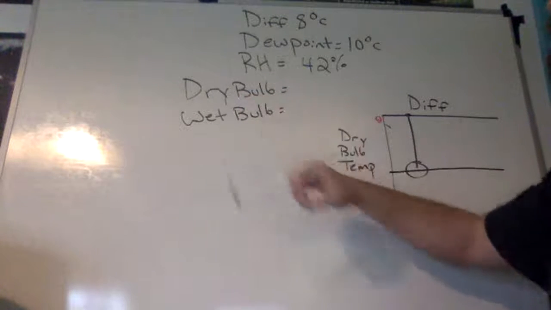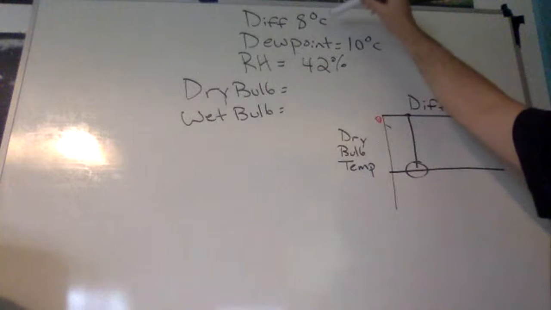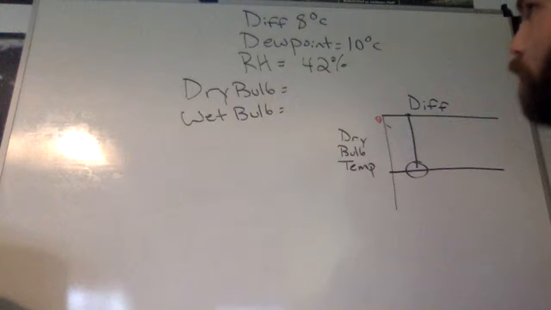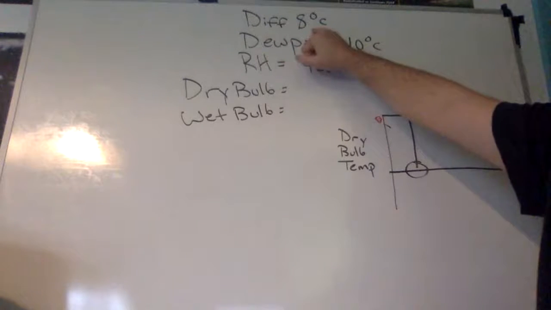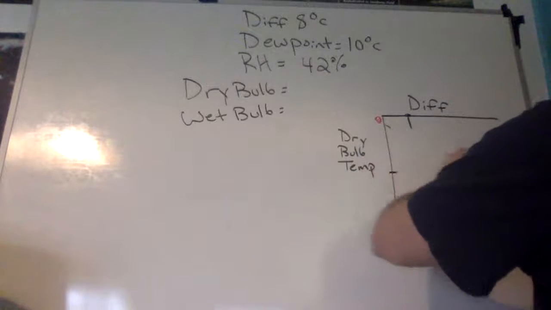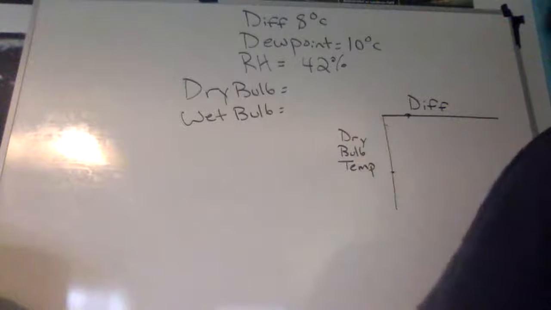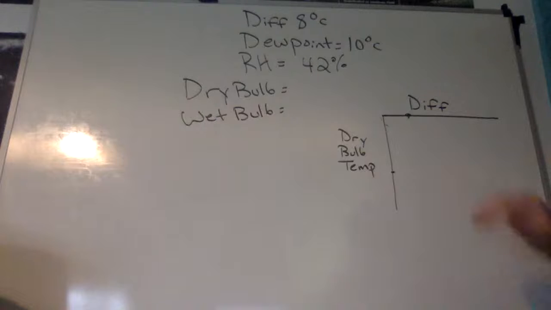So the dry bulb and the wet bulb, how do we figure out their numbers by what we have with our difference, our dew point, and our relative humidity? So what we're going to actually do is the first part to start off with is our difference, okay? So we know that our difference is 8. So I'm going to take all this off, all right? Our difference is 8. So what you're going to do is you're going to go to your chart. You're going to look for 8 at the top.